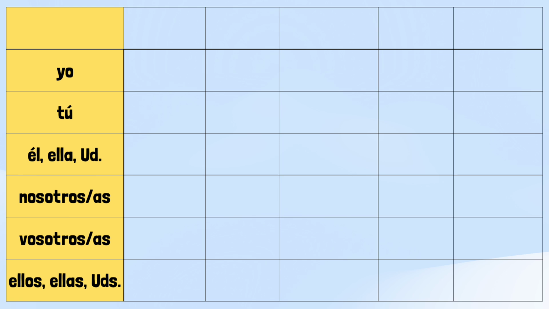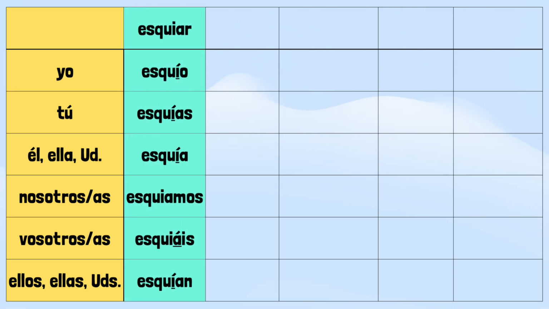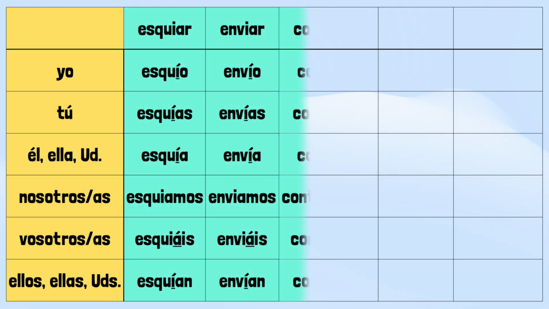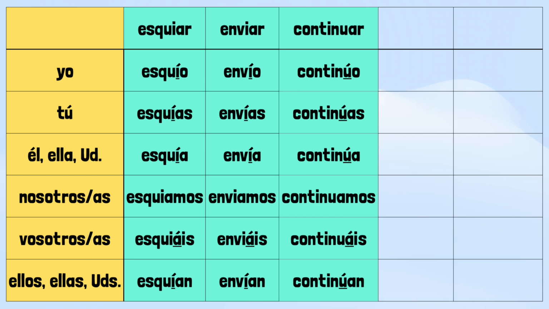So sometimes verbs that end in UAR and IAR need a written accent mark to indicate that a vowel should be stressed for all present tense forms except for the nosotros forms, like esquiar, enviar, and continuar. Notice how they end in IAR or UAR. The accent marks have been underlined in all the forms, and notice how the nosotros form does not have the accent mark. The endings are normal.